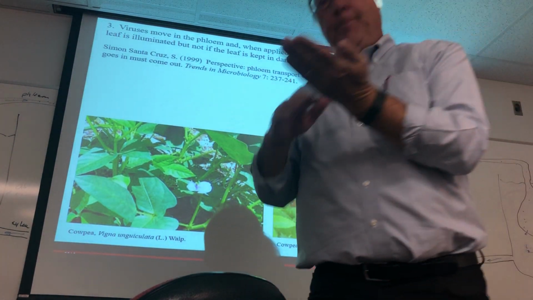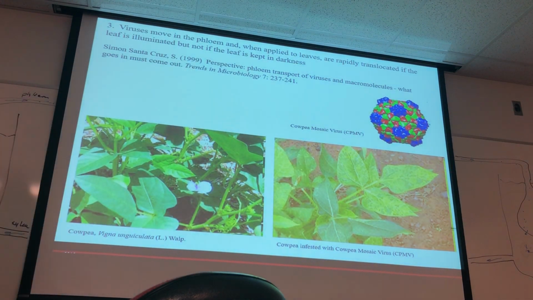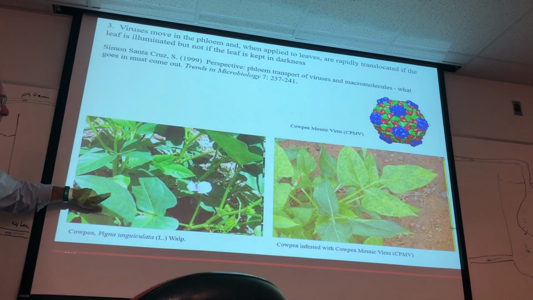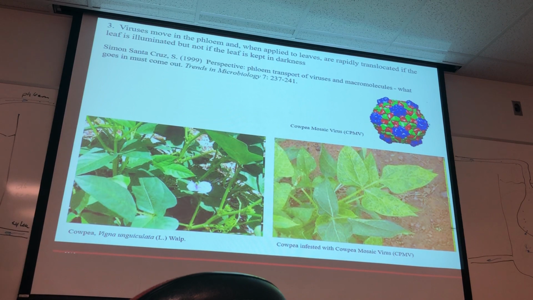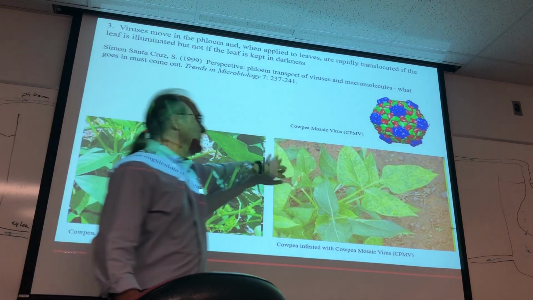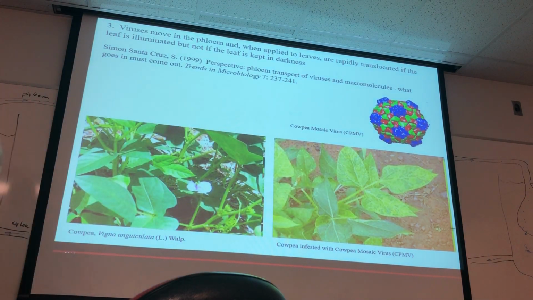So you can take a cowpea leaf, a healthy one, and rub it with carborundum or something and put some viruses on there and mush them in there so they get into the phloem. If you keep the plant in the dark, the virus stays where you put it. You don't see it anywhere else in the plant. But if you take that infested leaf, and take the plant with the infested leaf, put it in the light so it photosynthesizes, then the virus shows up all over the plant. It's known to travel in the phloem.